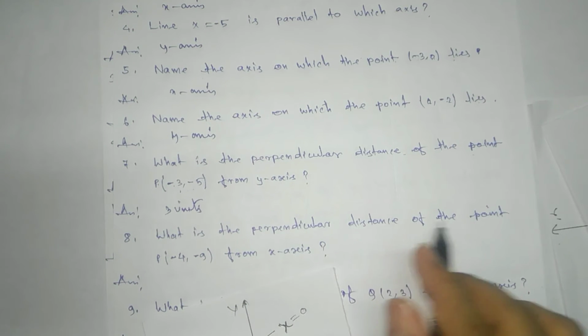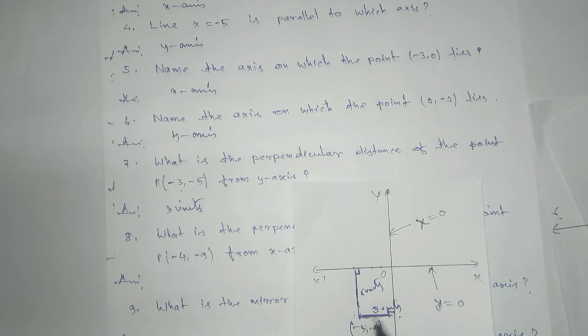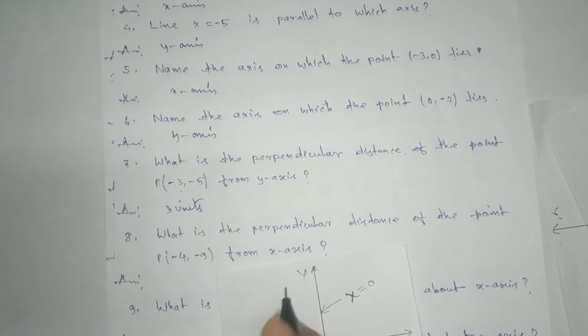What is the perpendicular distance of the point P(-4, -9) from the x-axis? The same type of question. Here the point is (-4, -9), and they are asking from the x-axis.